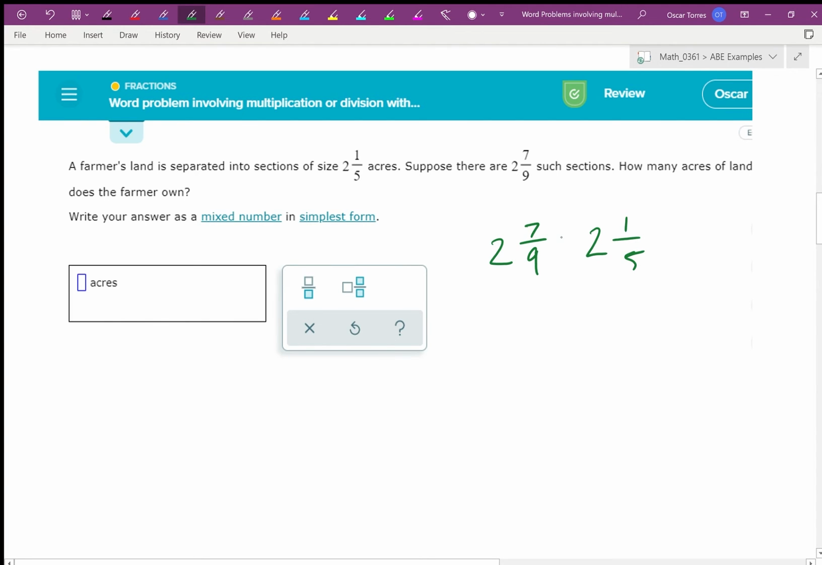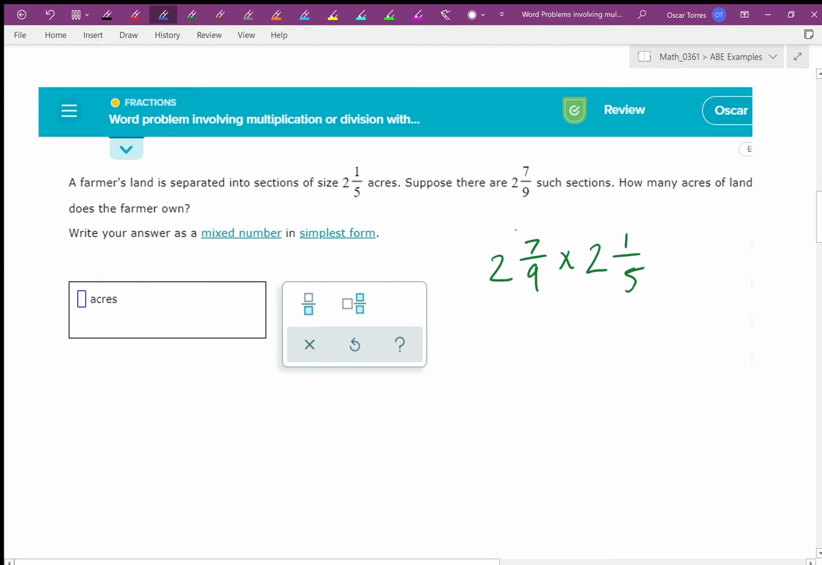That means that they're going to be multiplied. Now, in many of these problems, there's no keywords that necessarily give it away. You kind of have to logically think through the process. So in this case, there's 2 7/9 sections, and each of these sections consists of 2 1/5 acres. So they're going to be multiplied.